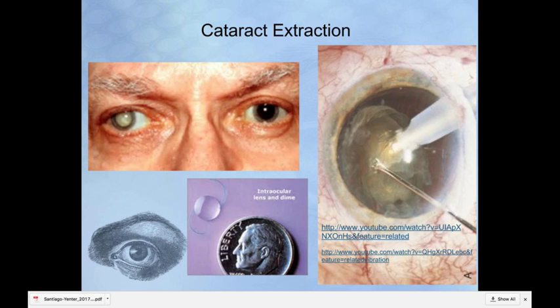Extracapsular cataract extraction, or ECCE, requires a small incision at the limbus, and the lens is removed using phacoemulsification, which uses ultrasonic vibrations to fragment the cataract. This is the most common method. An intracapsular cataract extraction, or ICCE, requires a large incision through which the entire lens is removed. After the cataract has been removed, the intraocular lens will be implanted. This is referred to as an IOL.